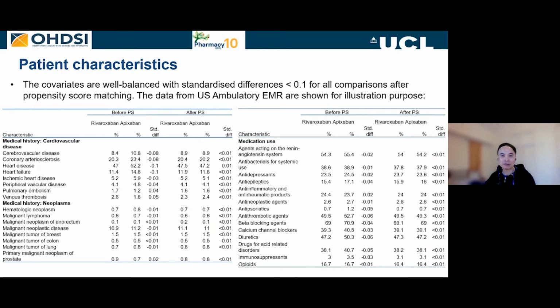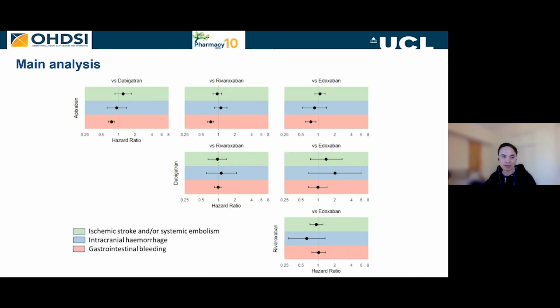So again, the patient characteristics, we see more or less the same thing. It's no surprise, because again, we're comparing DOACs in a direct comparison. So these are the main analysis results. It's quite interesting. I must say it's more or less what I would think most clinicians or most pharmacists working in this area would expect. We have very little evidence on whether dabigatran is better than rivaroxaban or edoxaban.